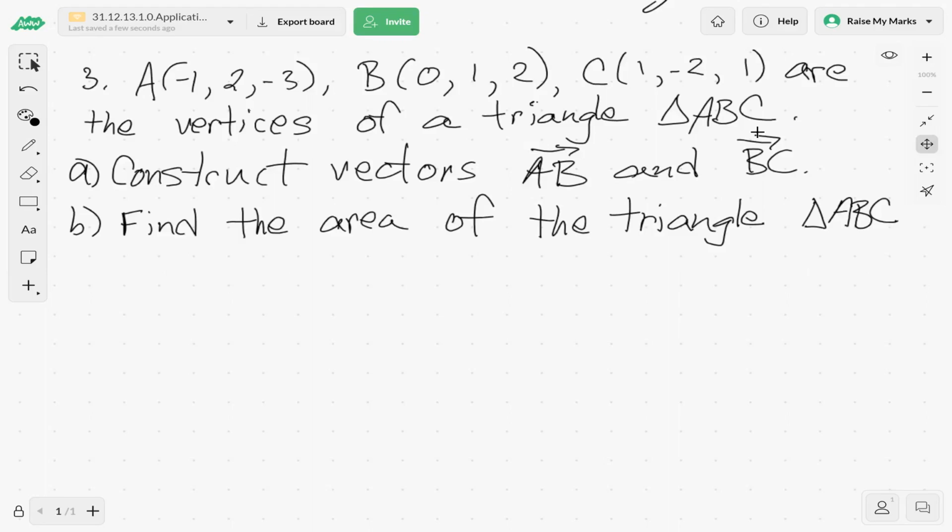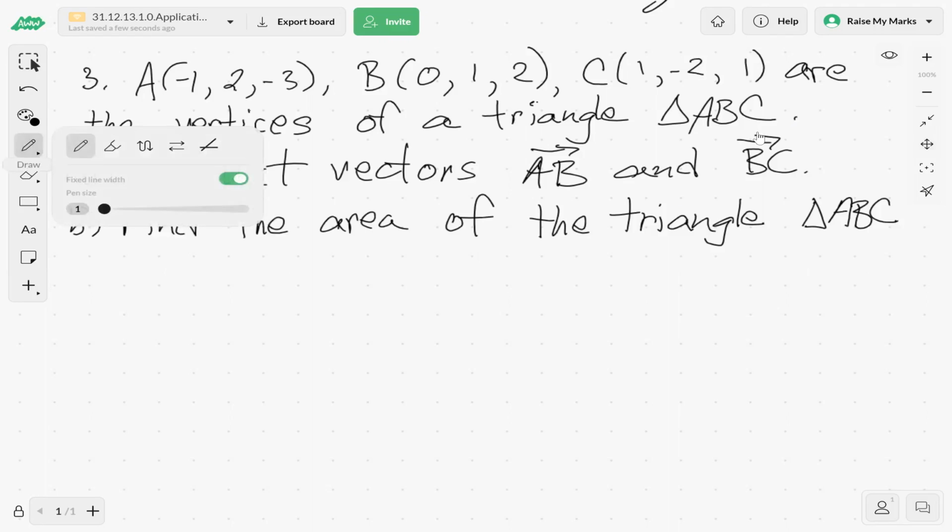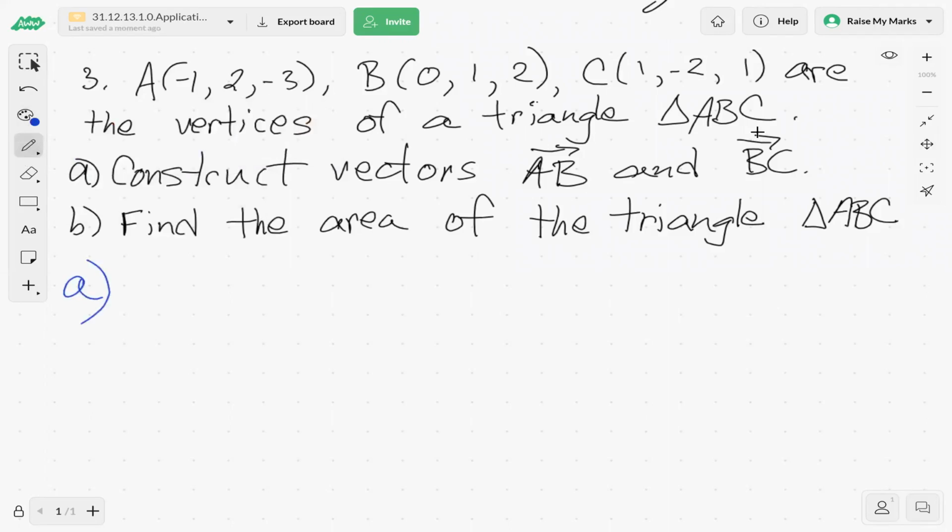So this question is very similar to the first, except instead of finding the area of a parallelogram, we're finding the area of a triangle. The area of a triangle is half the area of a parallelogram. So we just take our result of finding the area of a parallelogram and divide it by 2. So why don't we do that? Let's pick a different color and let's start. So let's find our two vectors, AB and BC.